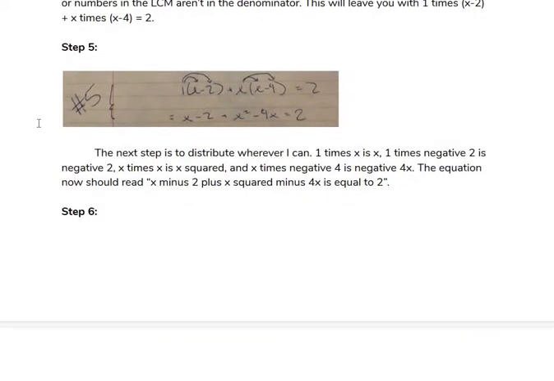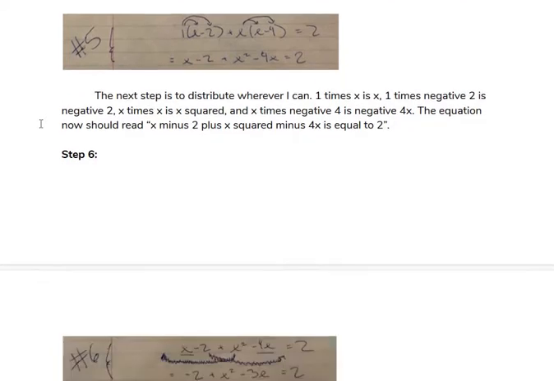Step 5. The next step is to distribute whatever I can. 1 times x is x. 1 times negative 2 is negative 2. x times x is x squared, and x times negative 4 is negative 4x. The equation now should read x minus 2 plus x squared minus 4x is equal to 2.